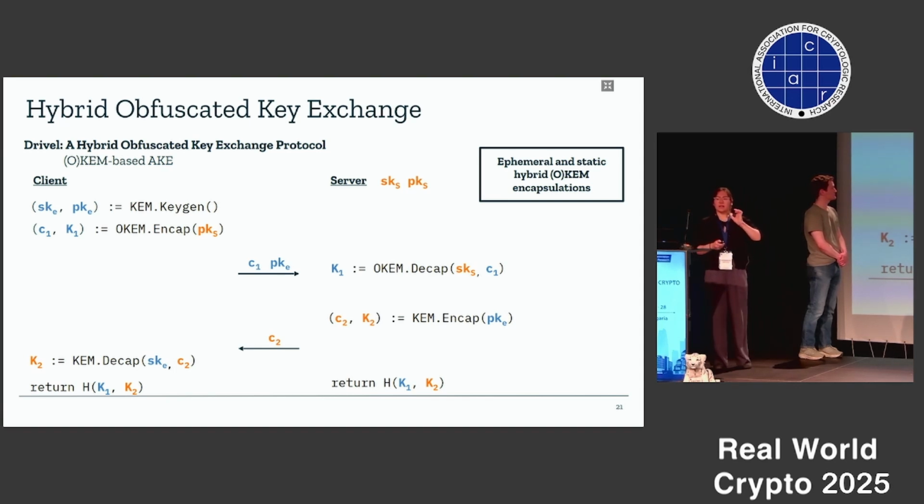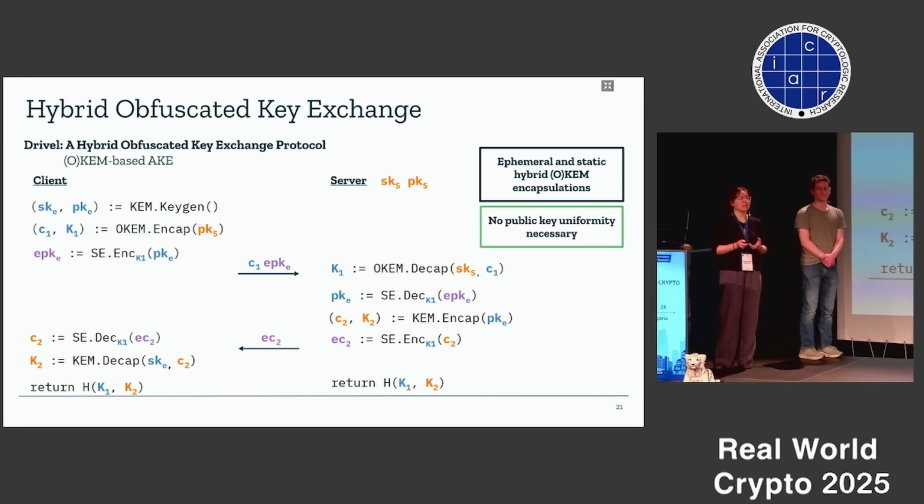So here, because the ephemeral chem is just a regular chem, we know that PKE and C2 don't have these nice uniformity properties. But what we can do is just derive a key from our intermediate chem key K1 and use this to encrypt the values PKE and C2. And then we no longer need public key uniformity. And actually, we get some nice efficiency improvements because for the ephemeral chem, we only need an IND-1-CCA secure chem. So this gives us our hybrid obfuscated key exchange protocol.